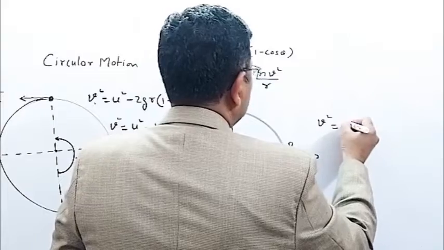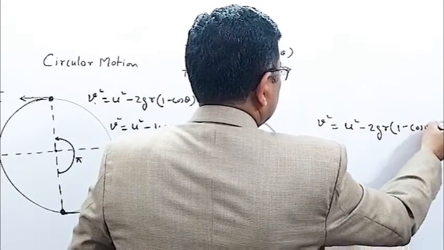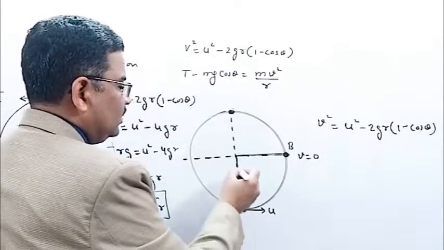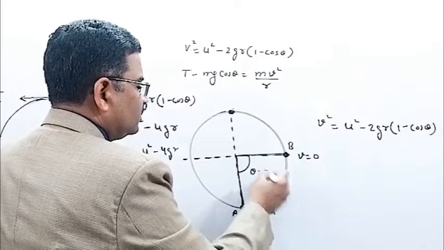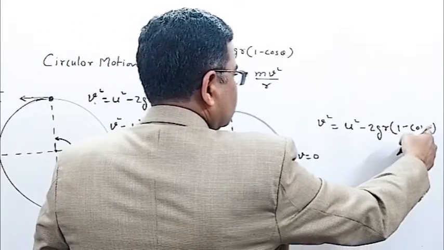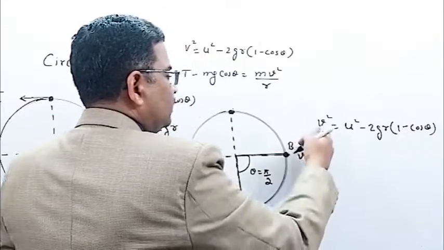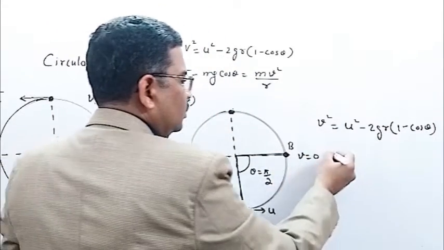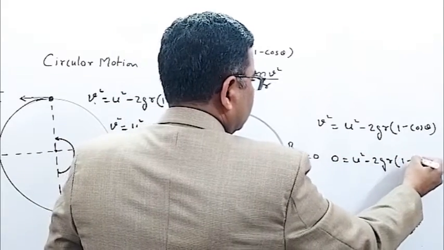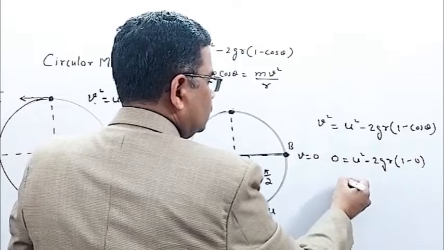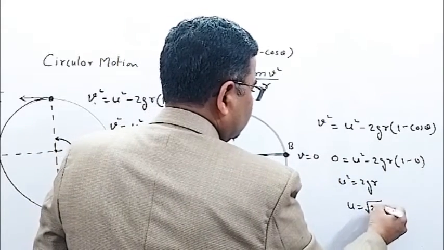V square is equal to u square minus 2gr (1 minus cos theta). Now what is theta in this case? Theta is this angle which is actually 90 degrees or pi by 2 radians. So I know that cos pi by 2 is 0, so this quantity becomes 0. What is V? The velocity at B is 0. So 0 is equal to u square minus 2gr (1 minus 0). This means u square is equal to 2gr, or u is under root of 2gr.